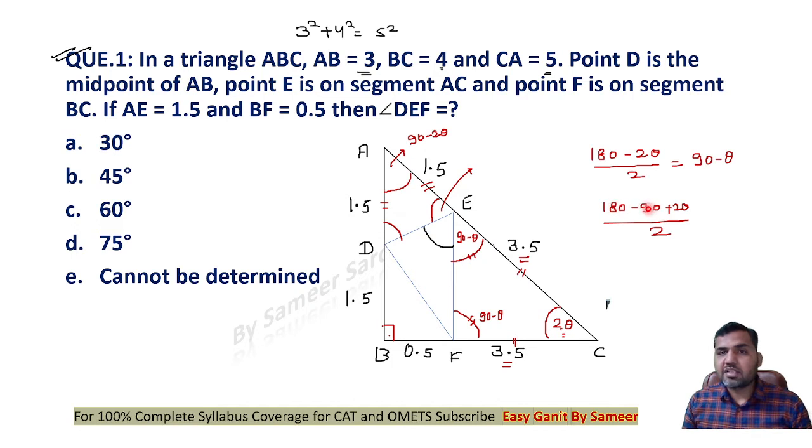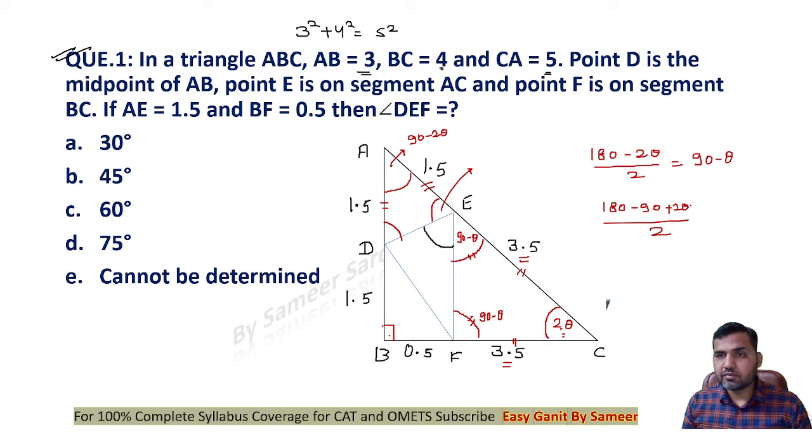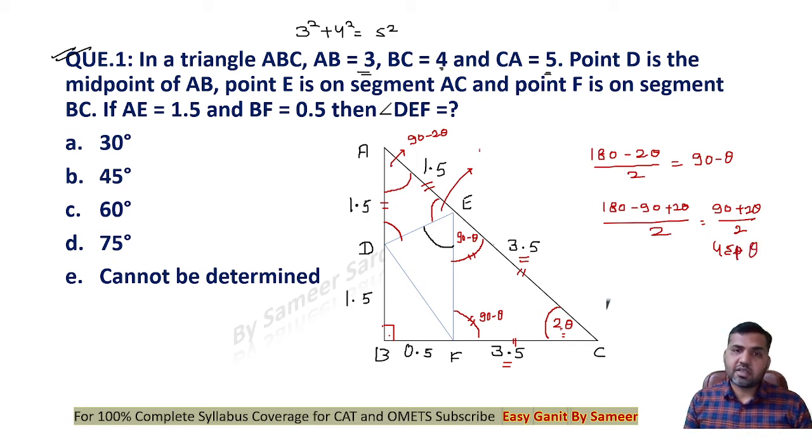Now 180 minus 90 plus 2 theta, divided into two parts, will give you the value of these two angles, right? So the value of these angles will be equal to 90 plus 2 theta divided by 2, that is 45 plus theta. Now this angle is 45 plus theta, right?